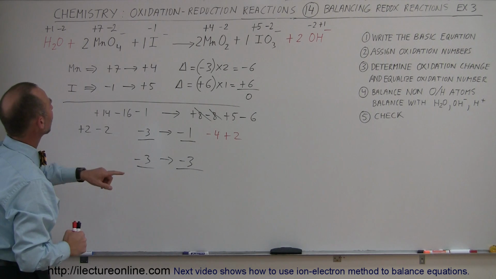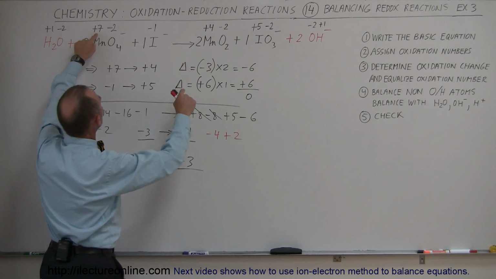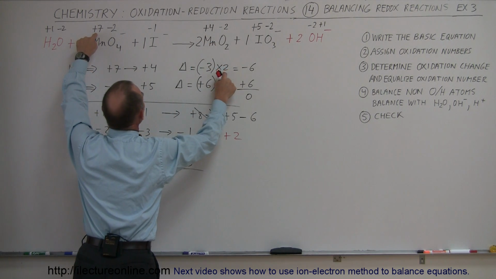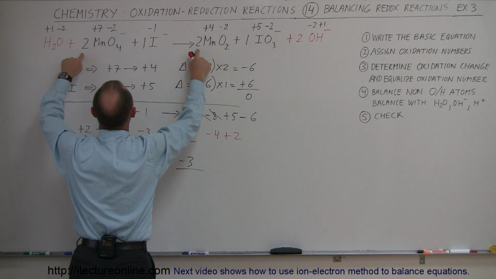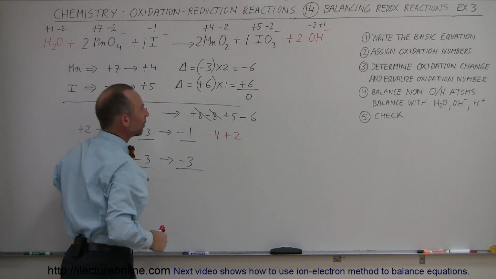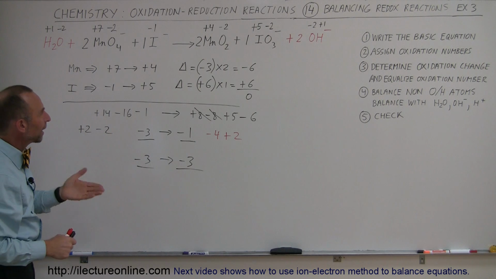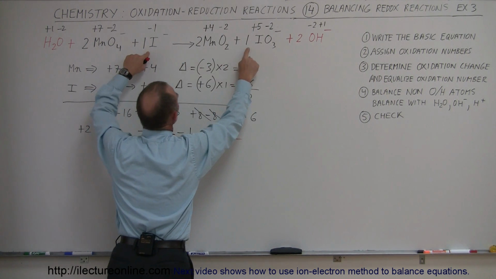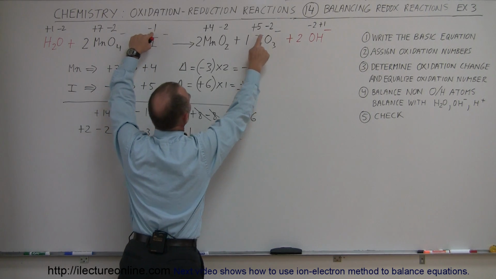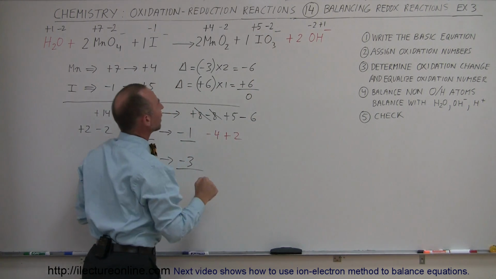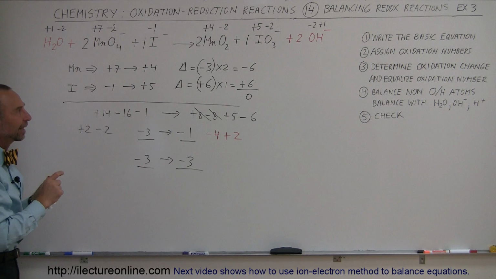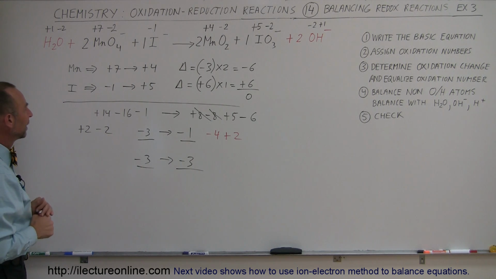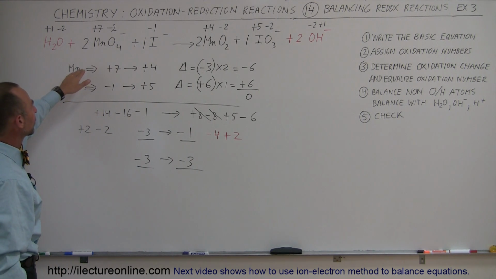Which means for the one that the change was only 3, we have to multiply that one by 2, which is what we did. We need 2 of them, so that now if we have 2 of them, that means 2 times a minus 3 change is a minus 6 change, which balances the 1 times 1 here, because here we went from minus 1 to plus 5, so the change there is a plus 6. So there we can see that the deltas are now balanced. Then the next check is to make sure that all the other elements are balanced.